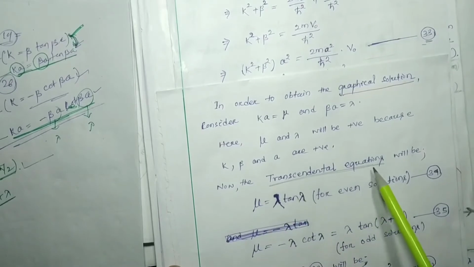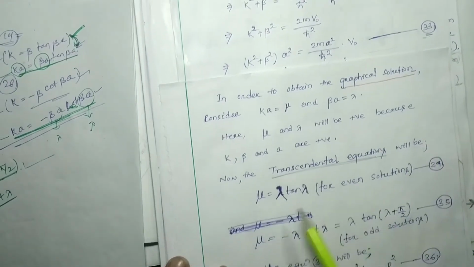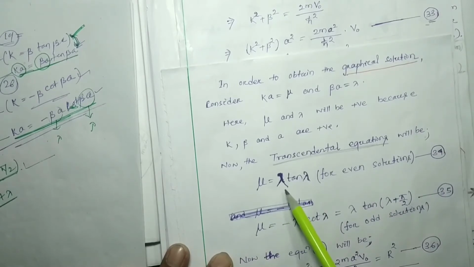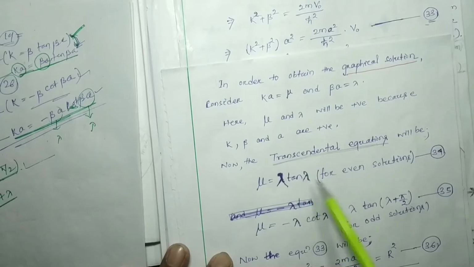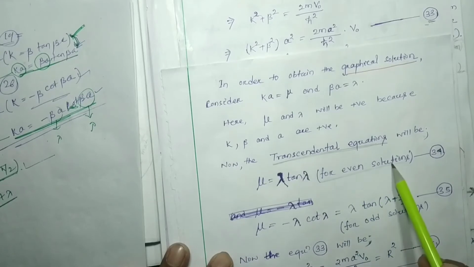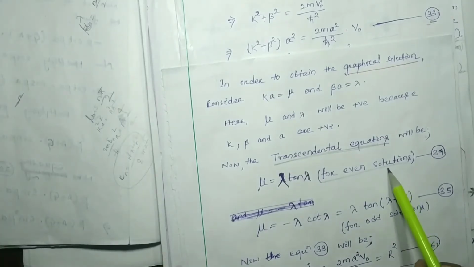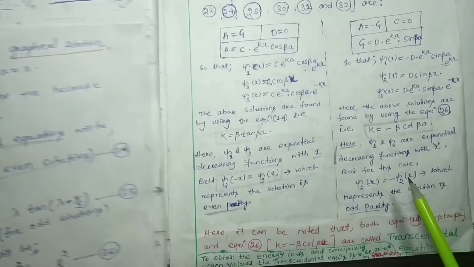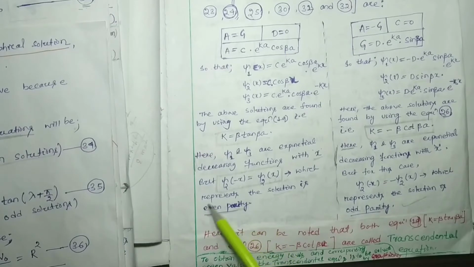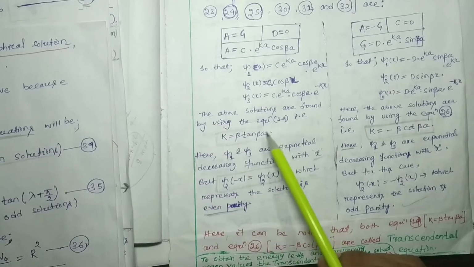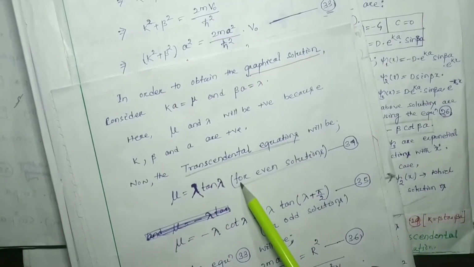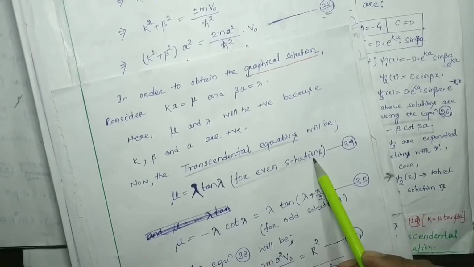Now the transcendental equations will be: here mu is equal to lambda tan lambda for even solution. Okay, here I indicated even solution, that means this belongs to your equation number 19. See, this is your even parity. How did we get the even parity? By considering this equation number 19. Okay, so here in brackets I have written for even solutions.